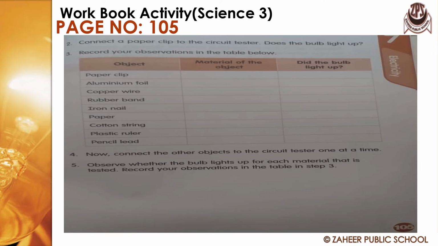Now complete the exercise given on page number 105 of your workbook activity. You have to complete the table given in question number 3. In the first column, you have to write the name of the materials of the objects, and in the second column you have to write yes or no for whether the bulb will light up or not.